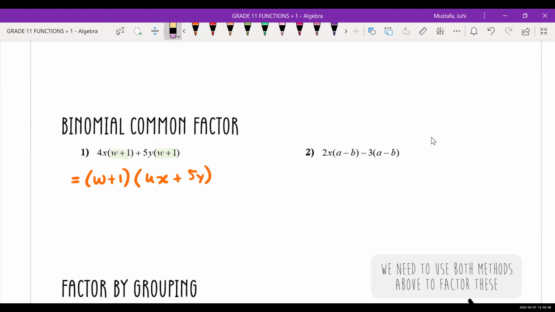So now if you were to redistribute this, you would just take the w plus 1 and multiply to the 4x to get the first term, w plus 1 times 5y to get the second term. Go ahead and try this with the second question. It's the same thing, a binomial common factor.